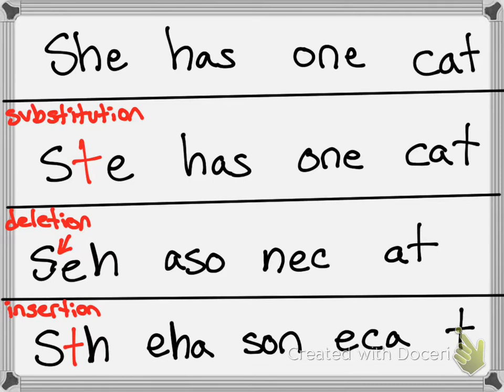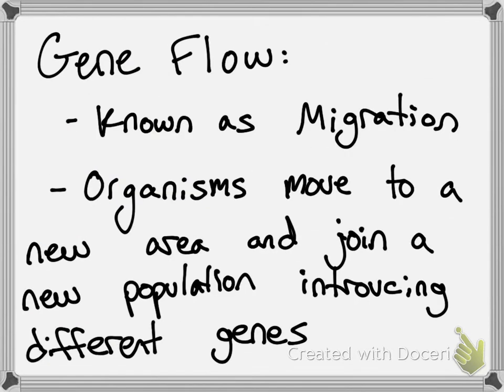Here, I deleted a letter, that H. And now, can I even read that sentence? Not very well. I can't tell the original sentence. I would never be able to guess that original sentence was "she has 1 cat." And then with insertion, I put in a letter. I would still never be able to guess that "she has 1 cat." So that's why we see this. It can be dangerous.